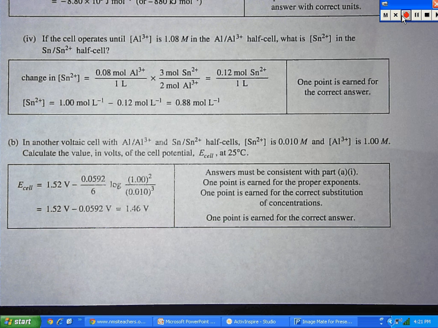So here's the cool part. What if you would have messed the voltage up? The 1.52, what if you would have got that wrong? As long as you would have got the rest of this, you would have earned all these points. So 1 point is earned for the proper exponents, so solving for Q. You've done that a million times. You should have been able to get Q. It was 1 squared and 0.01 cubed. 1 point earned for the correct substitutions of concentrations. You got 2 points for doing Q.